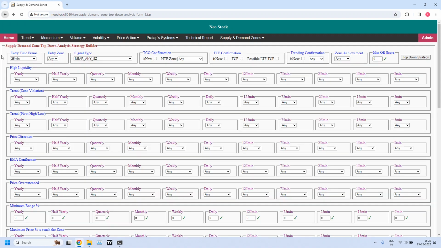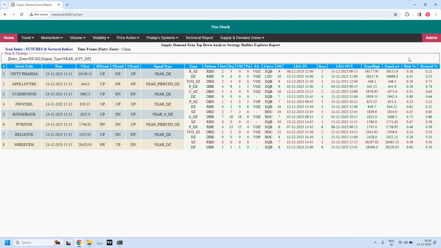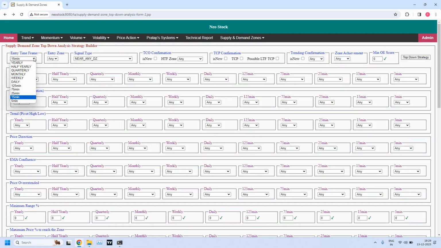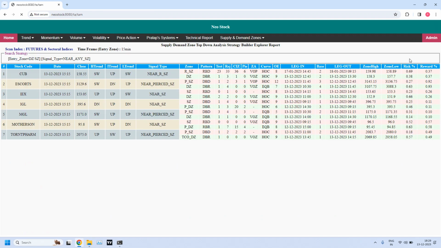Let's go back. Entry time frame is 15 minutes. Let us find the stocks near 15 minutes demand zone. These 8 stocks are filtered. So let's go back. Entry time frame is 15 minutes. Let us find the stocks near 15 minutes supply zone. So these 7 stocks are near 15 minutes supply zone.